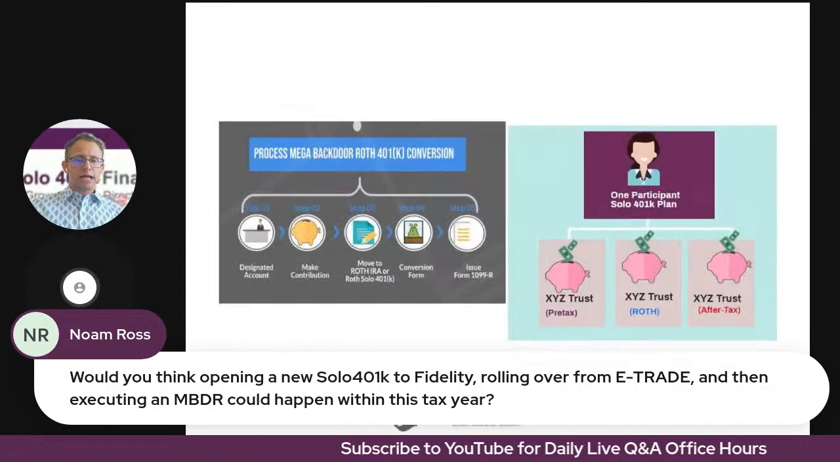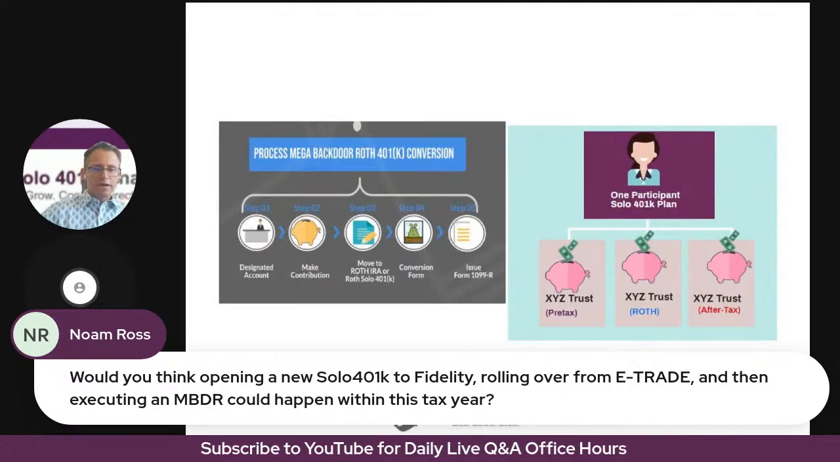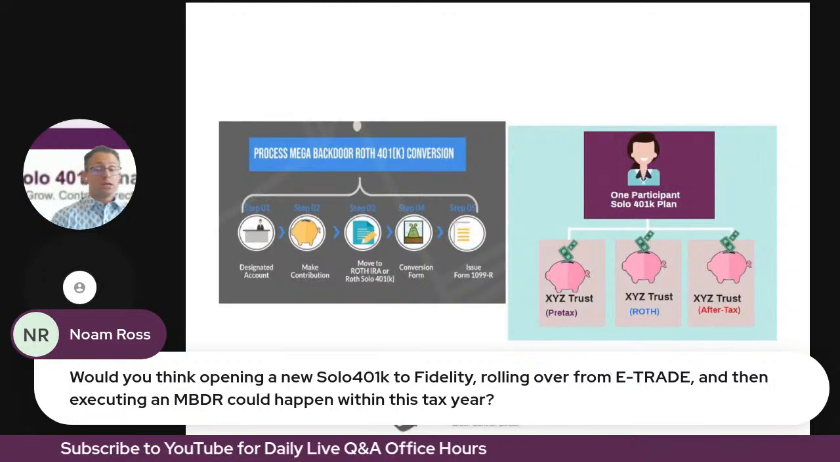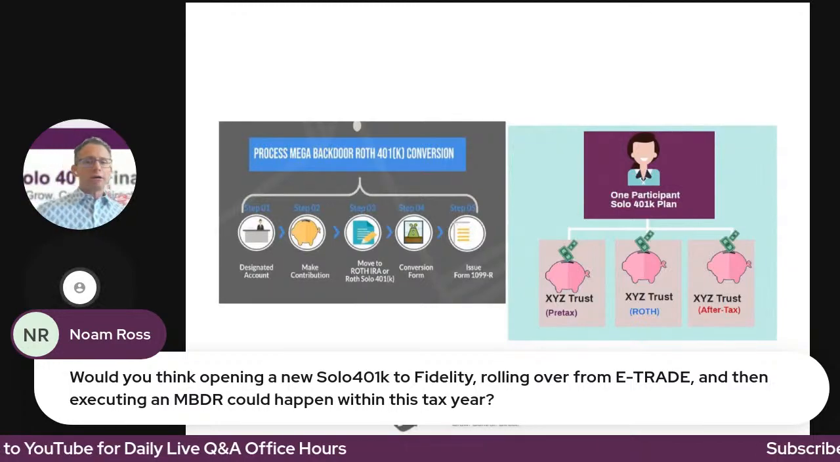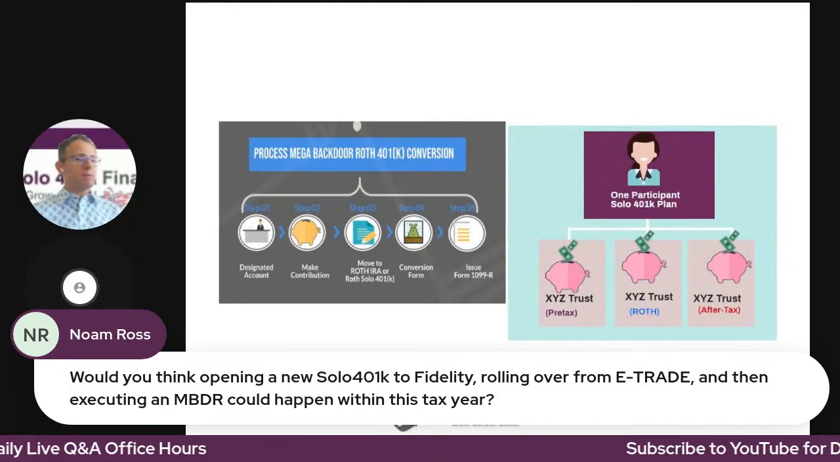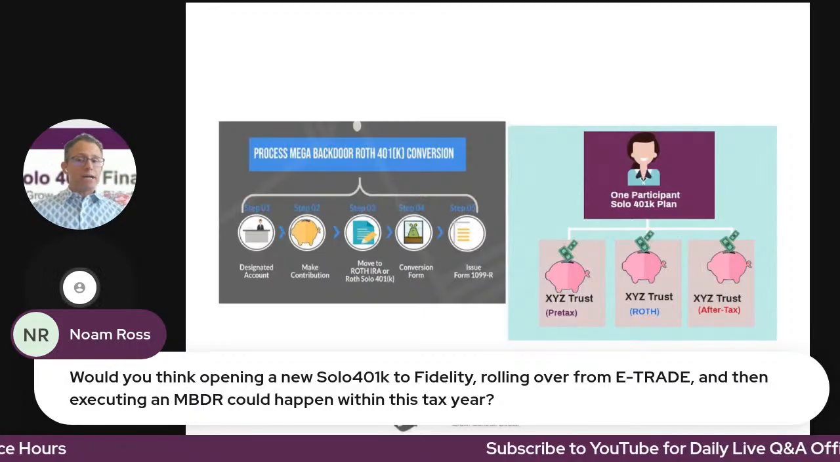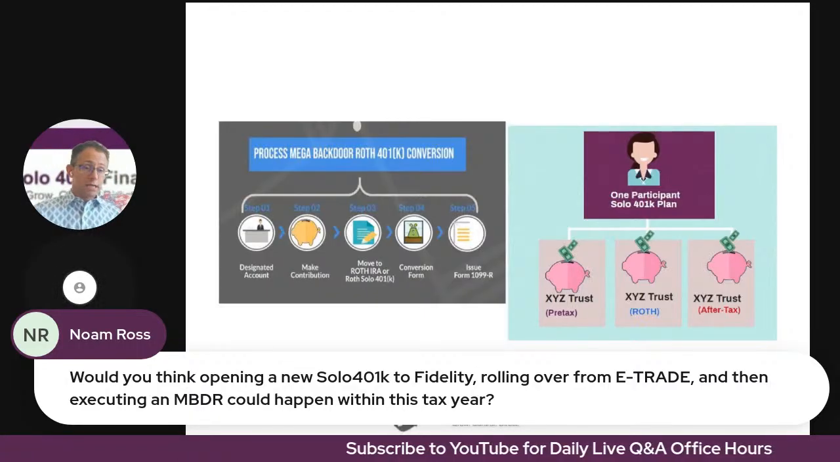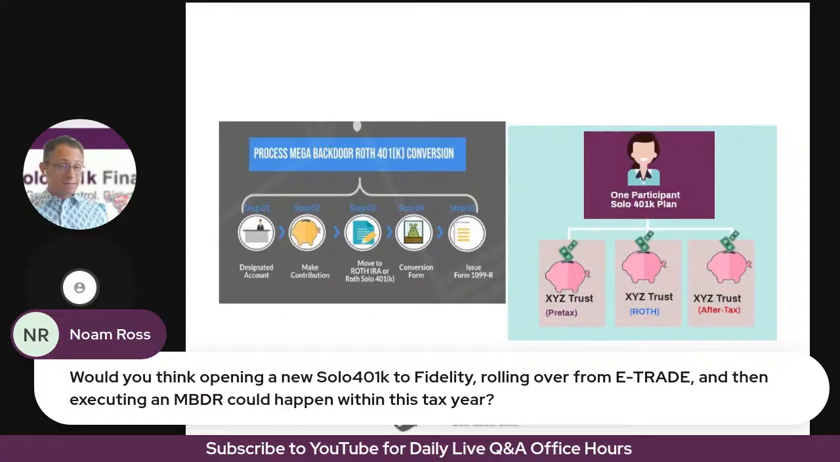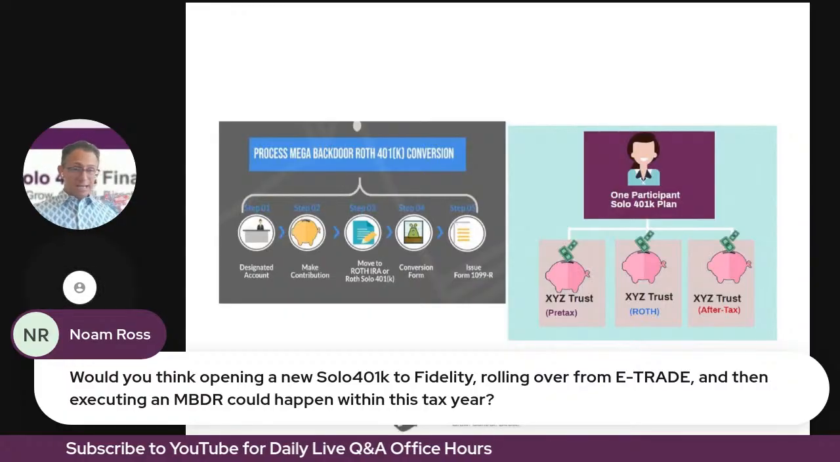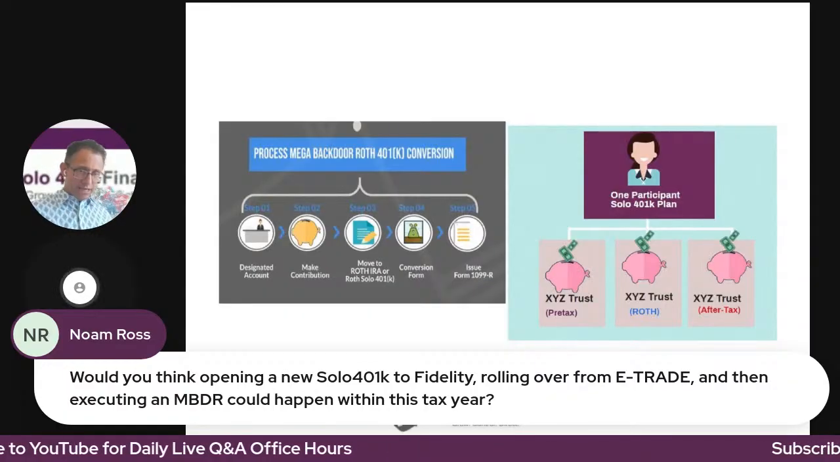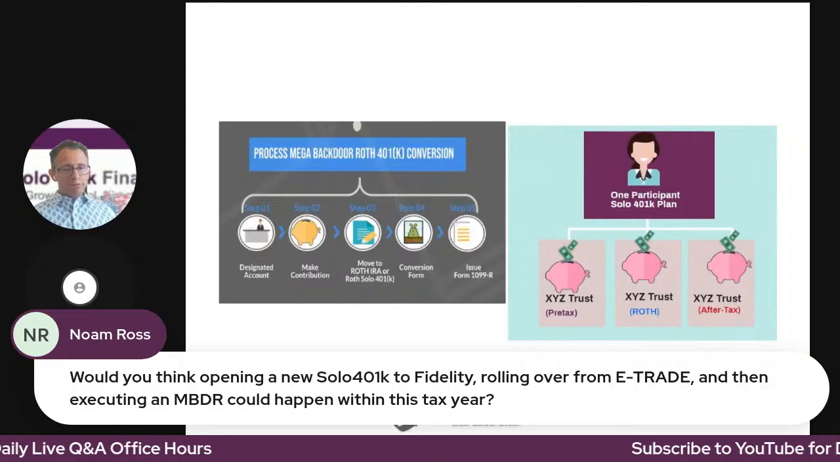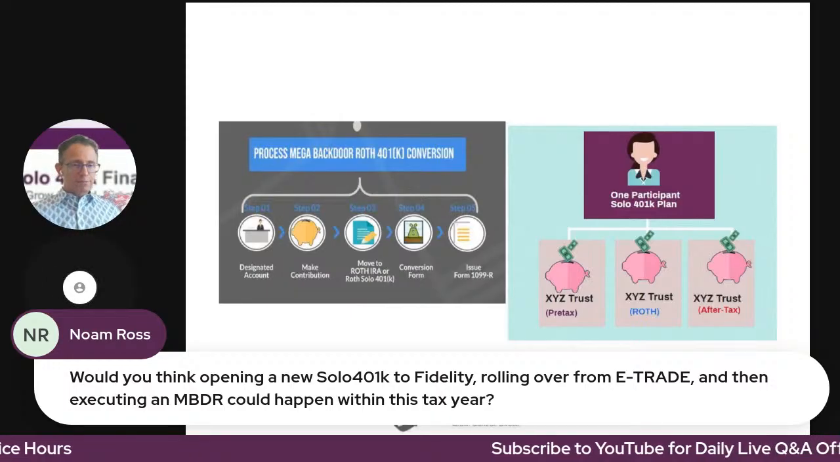So here's a good slide of the mega backdoor Roth. This is an example of a one participant plan. The plan is sponsored by your self-employed business. A solo 401k is a defined contribution plan. It is not a defined benefit plan. Only defined benefit plans can hold multiple types of funds.